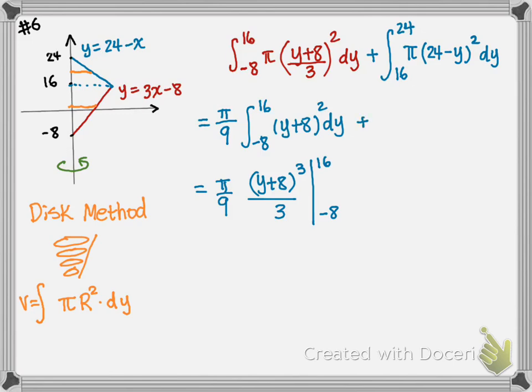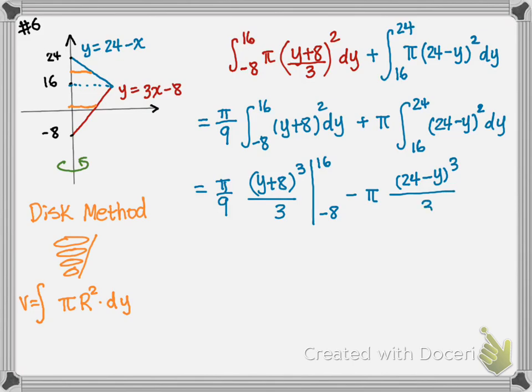The second integral, similar, is 16 to 24, and it's 24 minus y, or y minus 24, which is the same because it's in a square. So we keep it this way, we get negative pi times 24 minus y to the third power divided by 3, and you evaluate from 16 to 24.